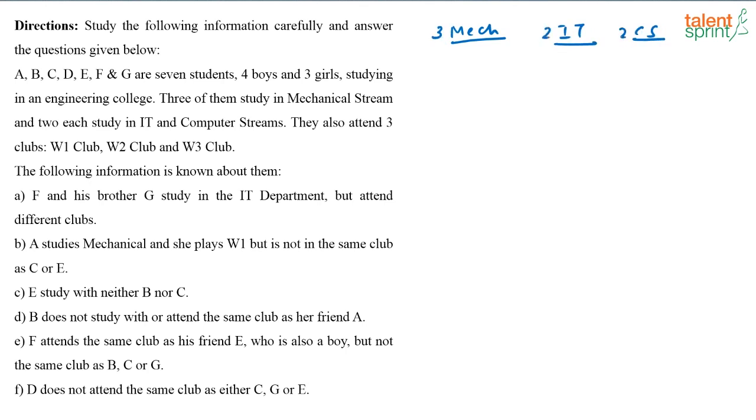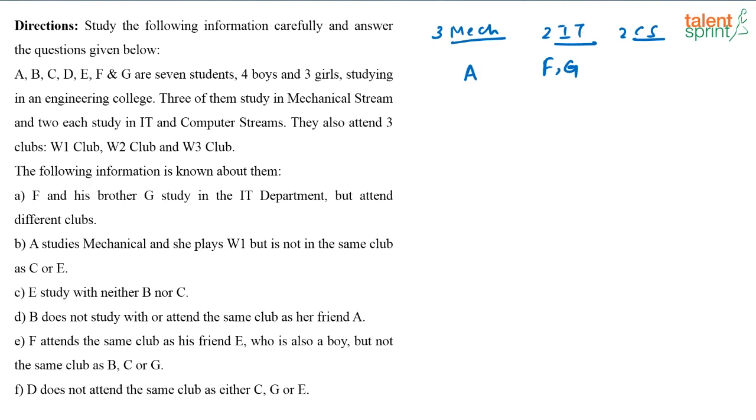Now F and his brother G study in the IT department. So F and G study in the IT department. So IT department is already filled, right? But they attend different clubs. So F and D do not attend the same club. Okay. Now A studies in mechanical and she plays W1 but is not in the same club as C or E. So A studies in mechanical.